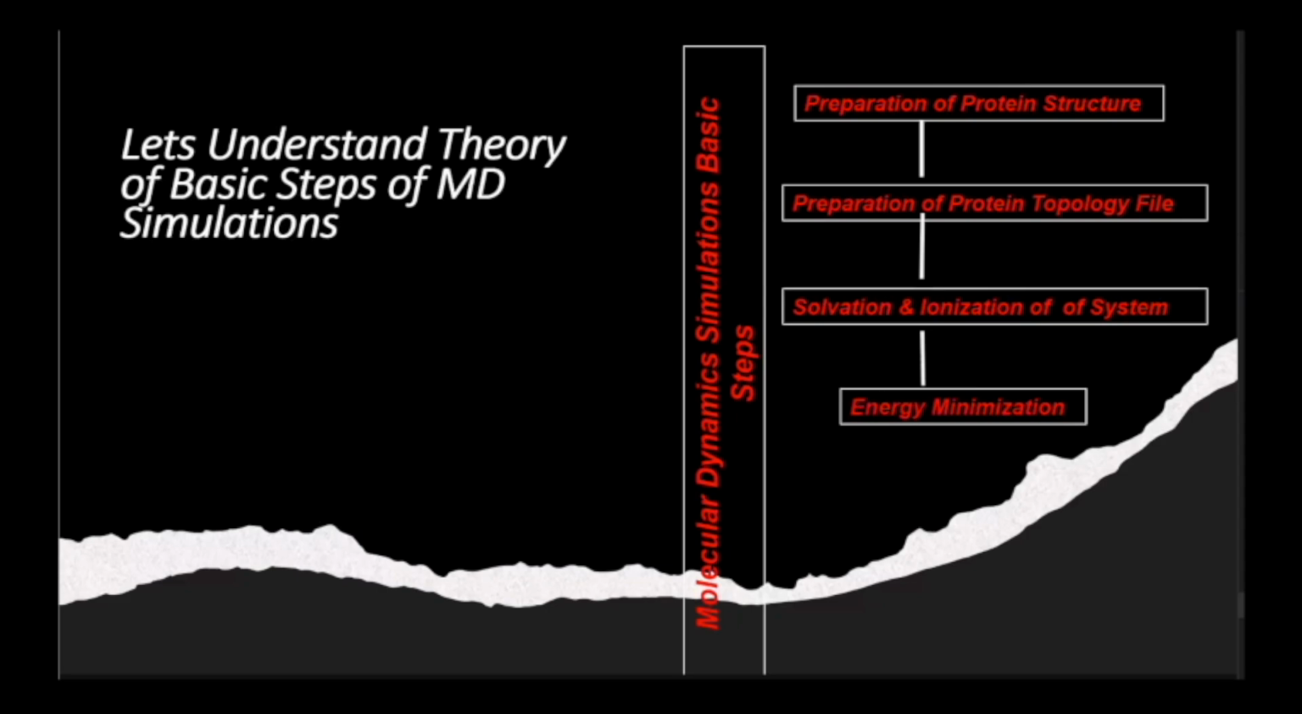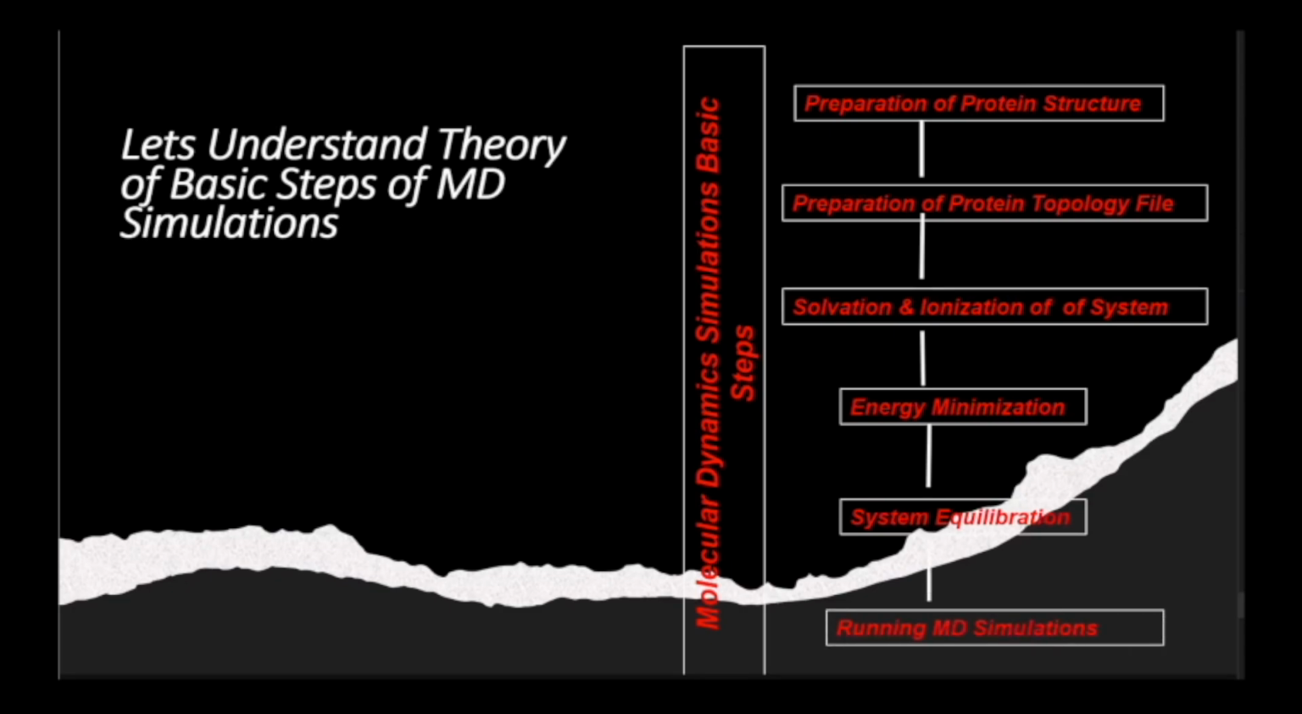After the solvation and ionization, the fourth step is going to be the energy minimization. You have to minimize the energy of the whole system. I will talk about it. And then you have to equilibrate your system. And finally, you have to carry out the production, and after the production, you are going to perform some analysis. So these are the fundamental steps of the molecular dynamics simulation, starting from the protein structure preparation to running the molecular dynamics simulation production phase. The production phase means the running of the molecular dynamics simulation.